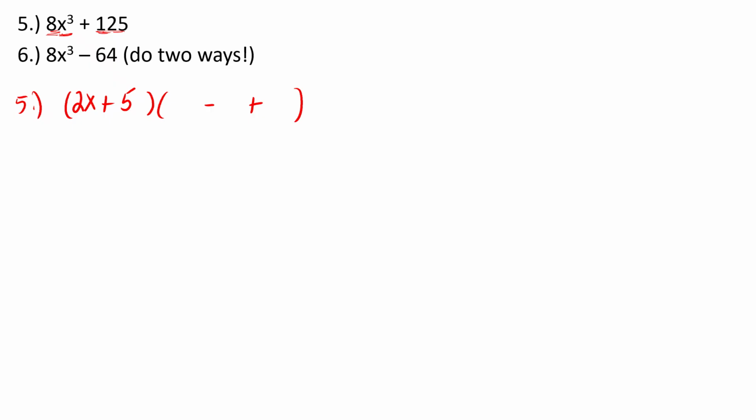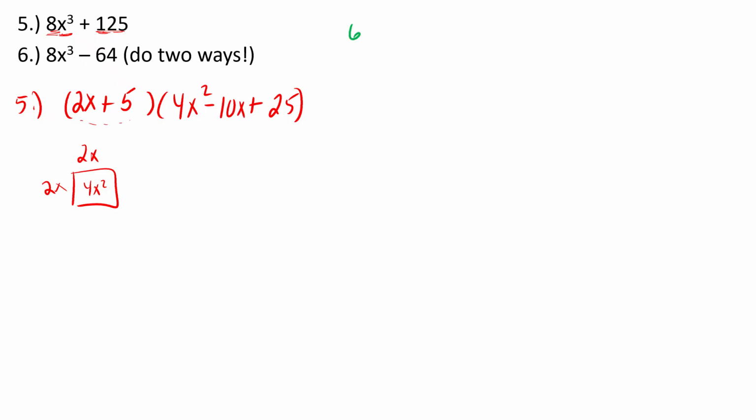Now we're going to make our sandwich. So we're going to take 2x. Now 2x, when you square it, 2x by 2x is going to be 4x squared. Make sure that you are squaring the entire thing. 5 squared is 25. And then we're going to smush that together. 2x times 5 is 10x.